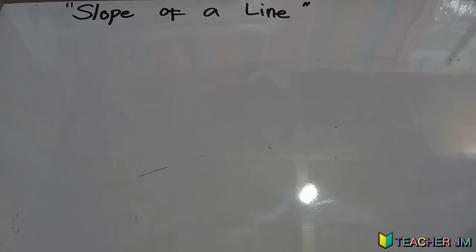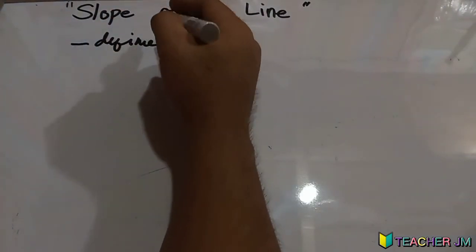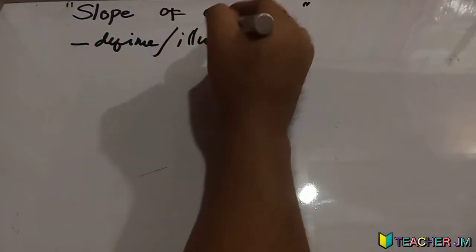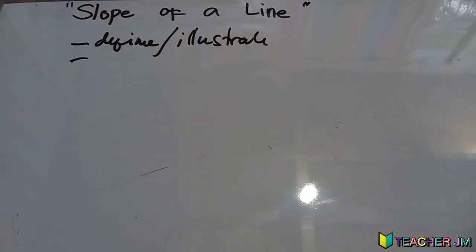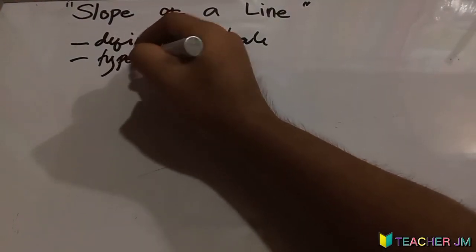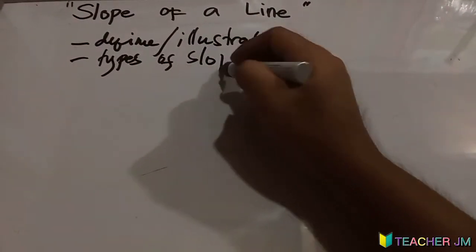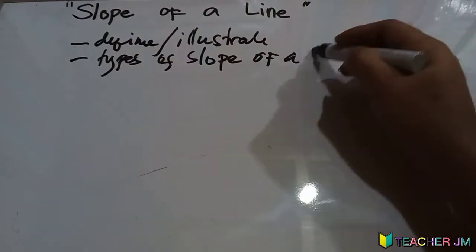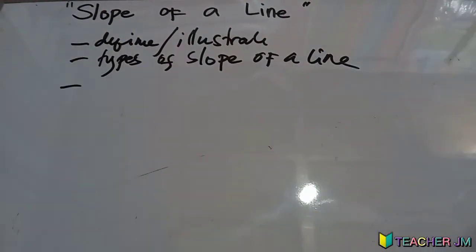Hello my dear students! Muli ako po si Teacher JM. So ngayong araw na ito is tatalakayin po natin nagmula sa grade 8. Tungkol po ito sa slope of a line. So bago ang lahat, define natin ang slope of a line. I-define and illustrate natin. And next is i-identify natin ang types of slope of a line. Next is to determine the slope of a line through graphs, 2 points, and equation.